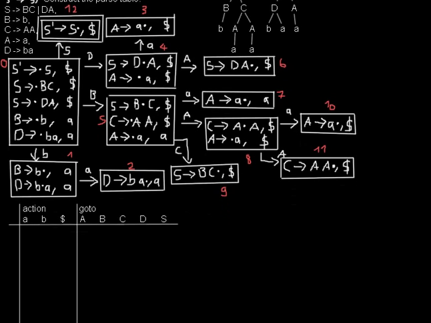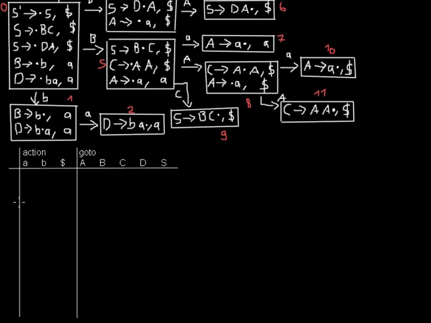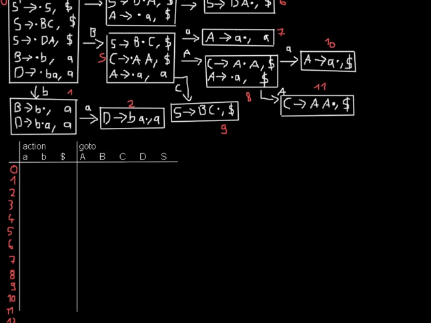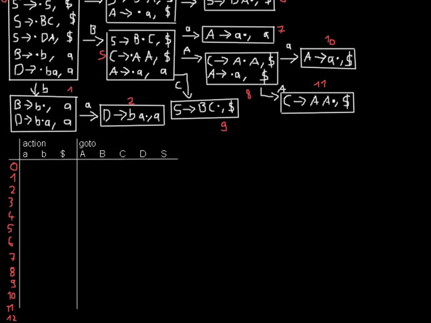And in the parse table, I need one line per state. So I have 0, 1, 2, 3, 4, 5, 6, 7, 8, 9, 10. Well, and the lines weren't enough, as you see. Anyway, it doesn't really matter.